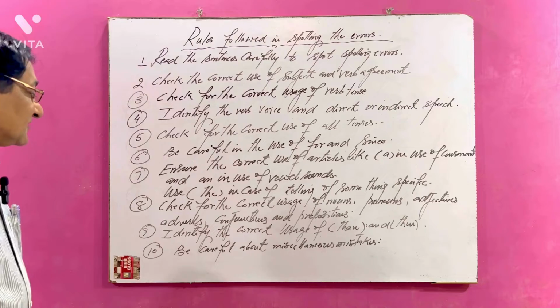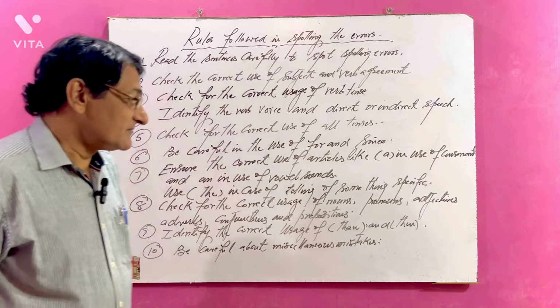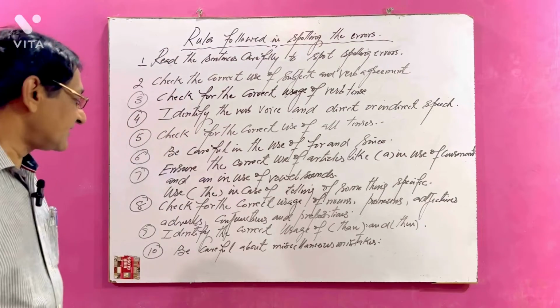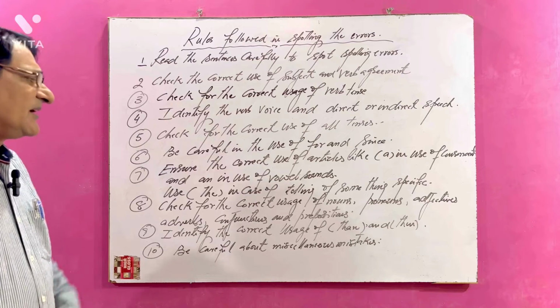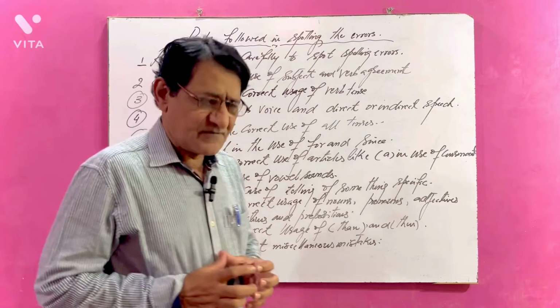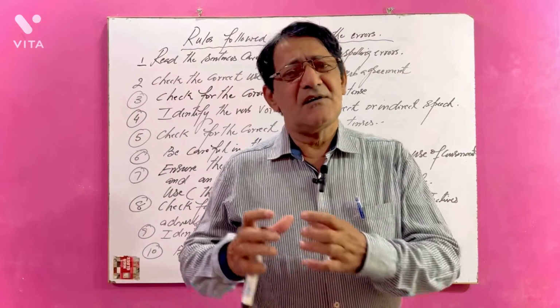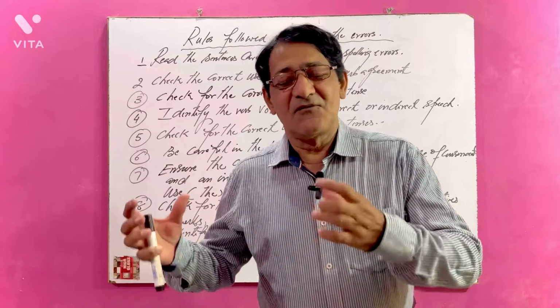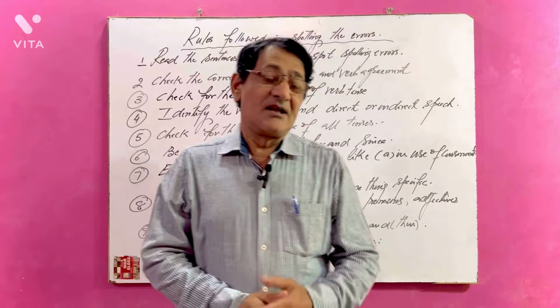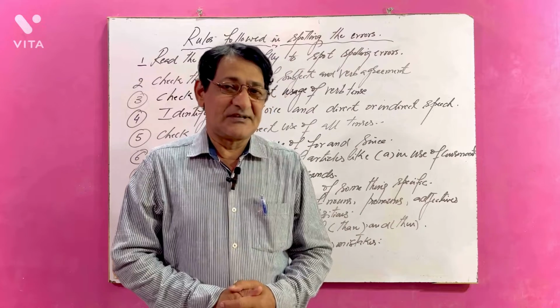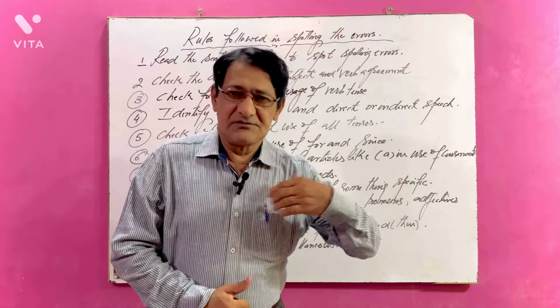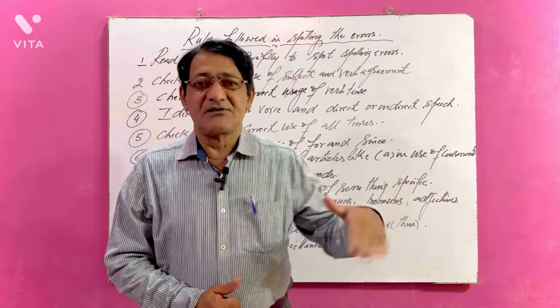Number 8, check for the correct use of nouns, pronouns, adjectives, adverbs, conjunctions and prepositions. It means that if you have command and mastery of grammar skills, you can easily find these solutions. You can have many tricks so that you are able to observe these irregularities and try to remove them.